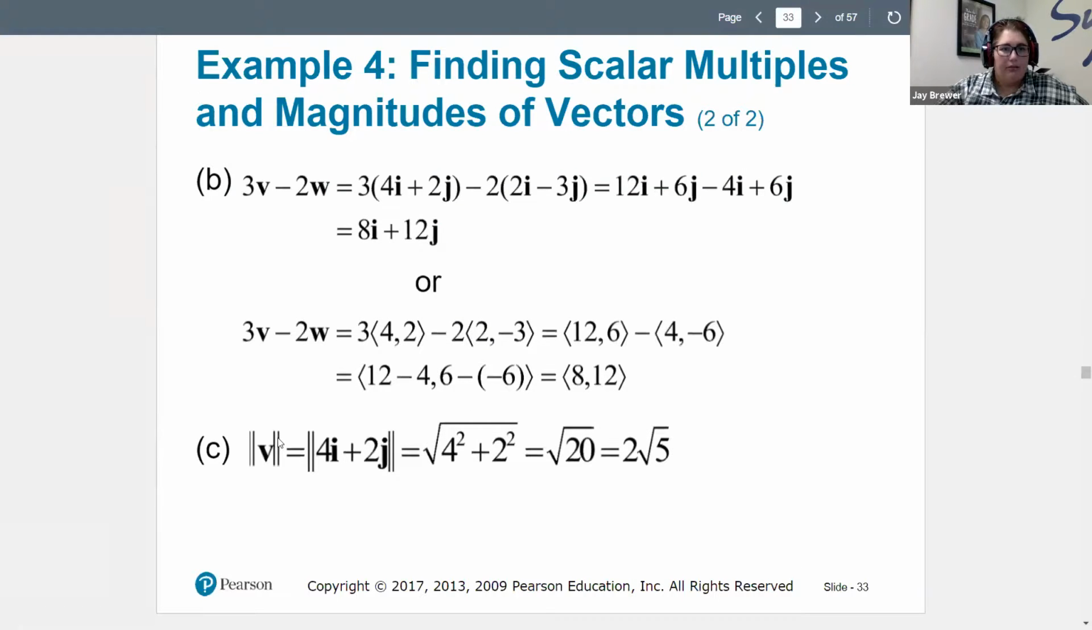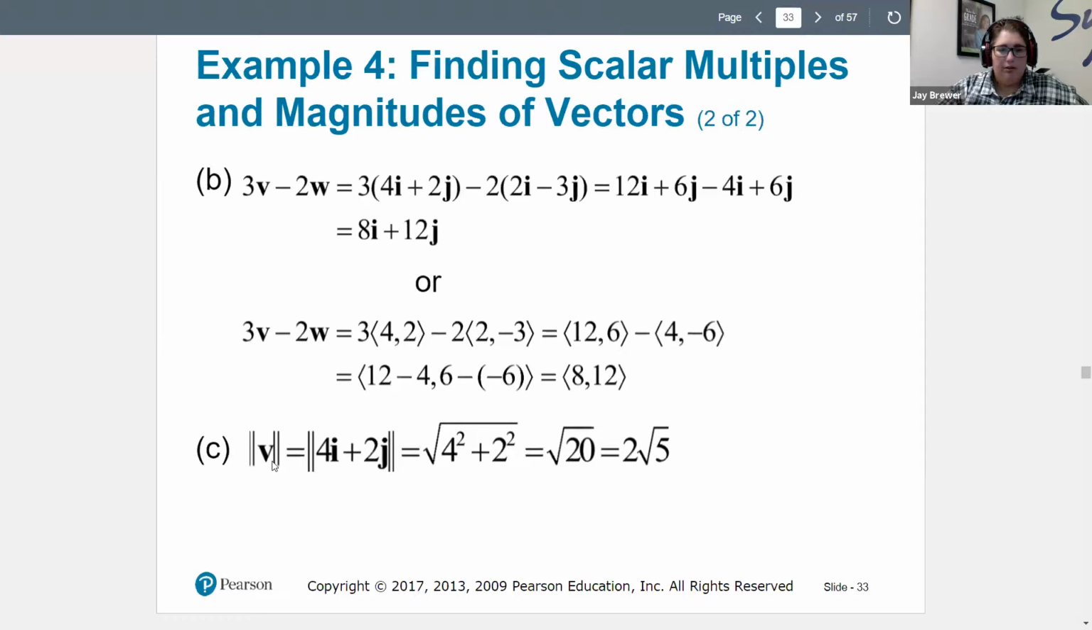All right, magnitude of v. Did you have a question? Yeah, so you just plug in what's in the parentheses? Yeah, basically. So we had 3v. V was given to us as 4, 2, and then negative 2w. W is given to us as 2, negative 3. You have to figure it out separately and then combine the like terms. That's it.